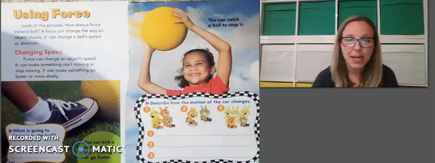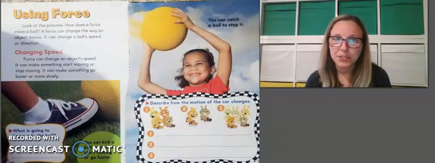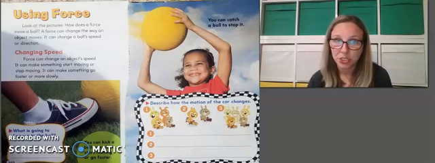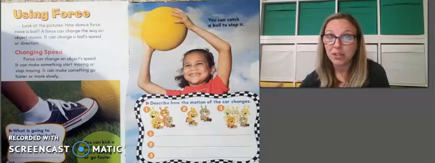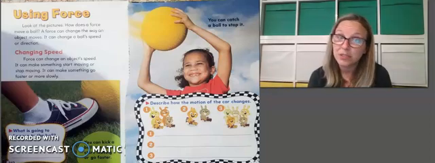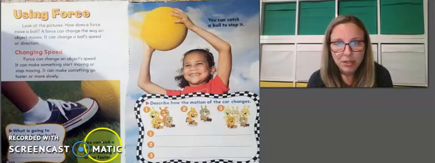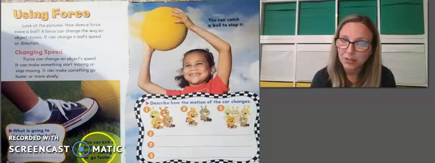All right, using force. Look at the pictures. How does a force move a ball? A force can change the way an object moves, and it can change the ball's speed or direction. Changing speed. A force can change an object's speed. It can make something start moving or stop moving. It can make something go faster or move slowly. So what is going to happen to the ball? You can kick a ball to make it start moving or go faster.